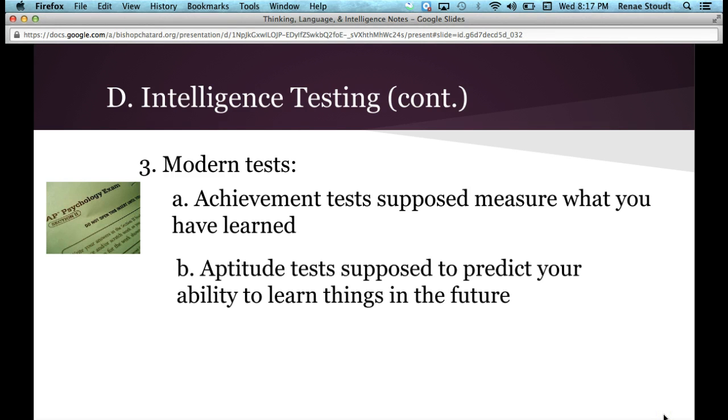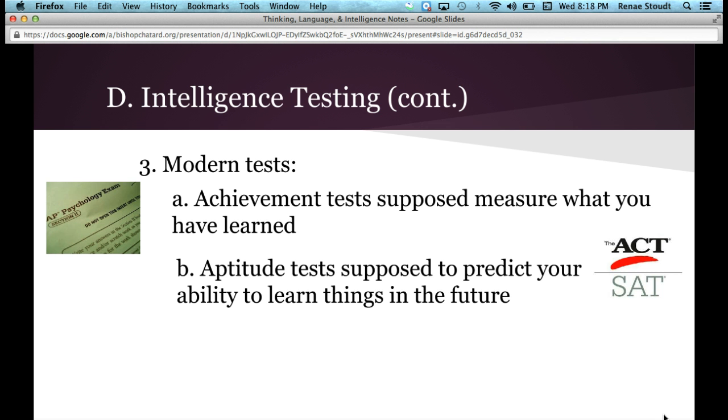Other types of modern tests are aptitude tests. These are supposed to predict your ability to learn things in the future. So an aptitude test is supposed to test what you know now and basically be able to tell how well you're going to do, for example, in college or at a job. One example of an aptitude test is the ACT or the SAT. You could also talk about intelligence tests as being aptitude tests because they are not measuring content as far as what you've learned.